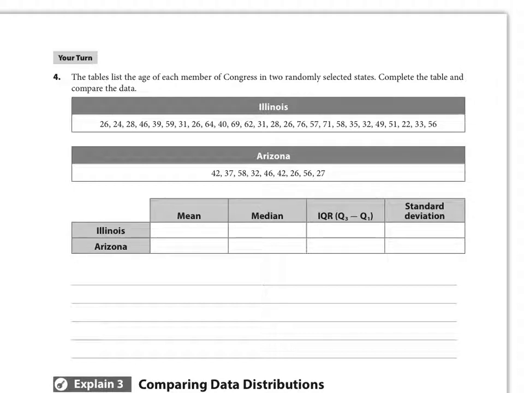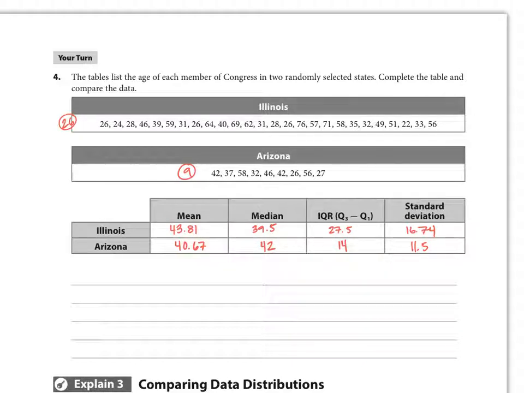So the number of data values, we could talk about that, but we'll still be able to find all of our measures. Okay, so they're all going to pop up here in a few seconds, and we'll talk about it. And here are the measures of center and spread for both states.